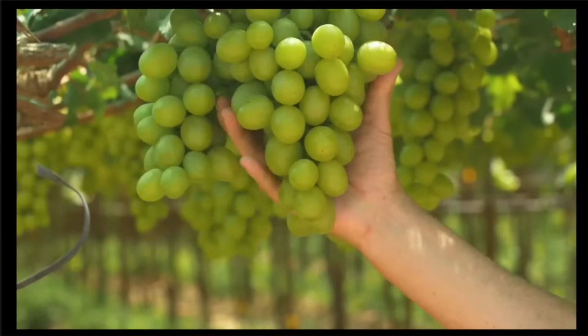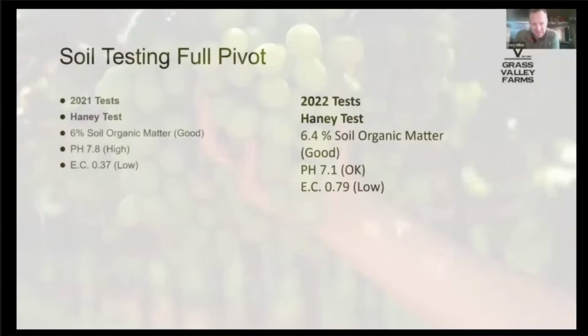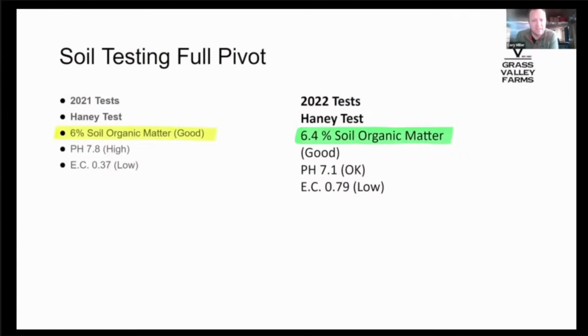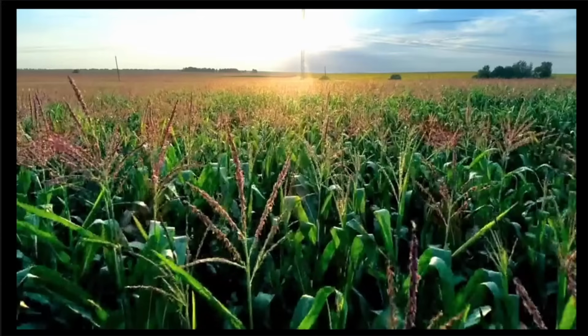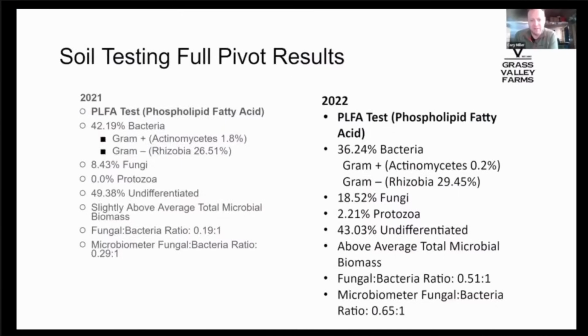In a month, we are going to get about 20 tons per hectare on grapes in the first year. What happened between 21 and 22 is our organic matter improved a little bit. Our pH dropped a little bit, so we're headed the right direction. Our EC improved, and all of this led to an increase in growth in our plants. The other thing that changed was our fungal to bacterial ratio. And I think that's what I'm most excited about.